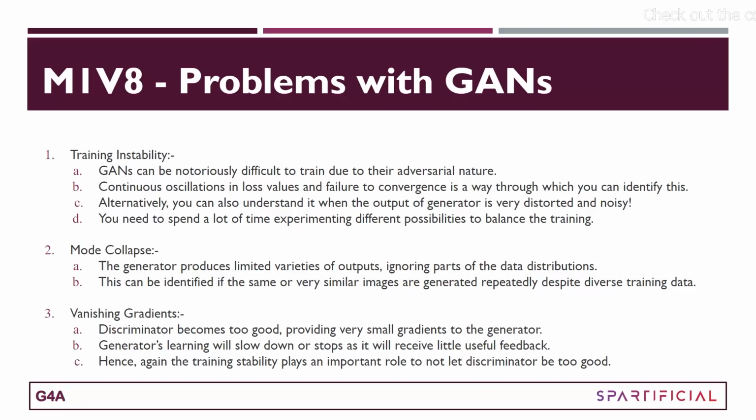So what's happening mathematically? If the generator slows down its learning or just stops in the worst case scenario, that's the reason the gradients vanish for the generator part, going approximately toward zero. And when this happens, we are simply saying that it is not getting meaningful feedback, and that's why it is not able to improve. Hence, training stability plays a very crucial role in not letting the discriminator become so good that it doesn't allow the generator to even learn.